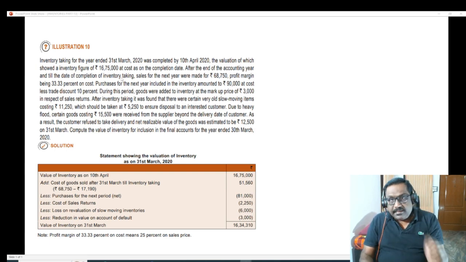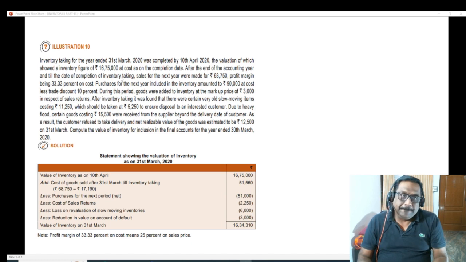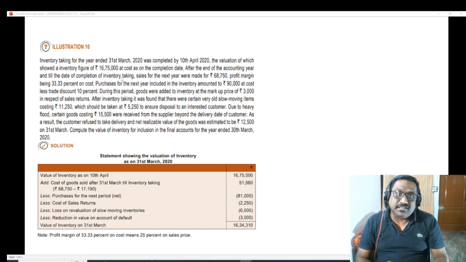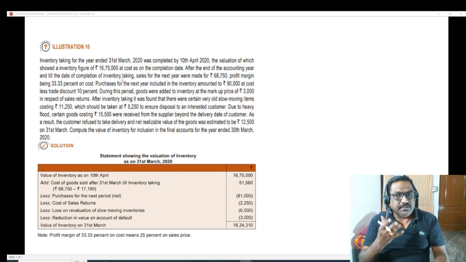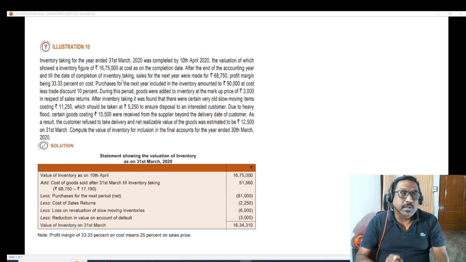Number two, the 16,75,000 he has given as a cost, whereas the sales, 68,750, they are referring to is inclusive of profit margin. How much profit margin is included in that? 33.33% on cost, they said. How do I know the cost? Are you getting my point? See, 68,750 is a realizable value, the sale value. Where is the cost? Cost is not given in the problem for 68,750. But the profit percentage has been given, and it is asking us to calculate on the cost. That is something which we are going to discuss.